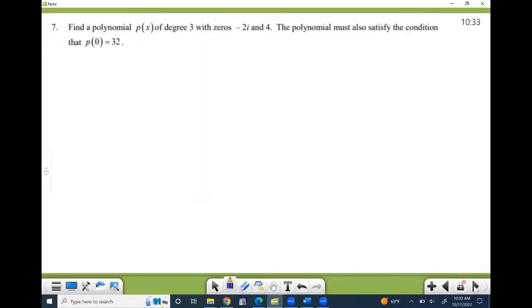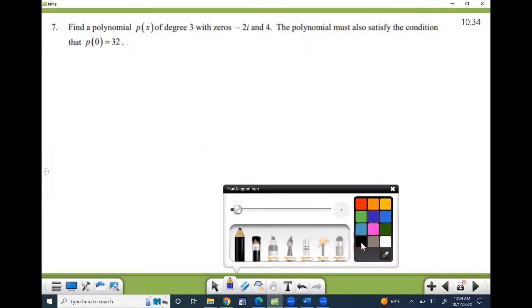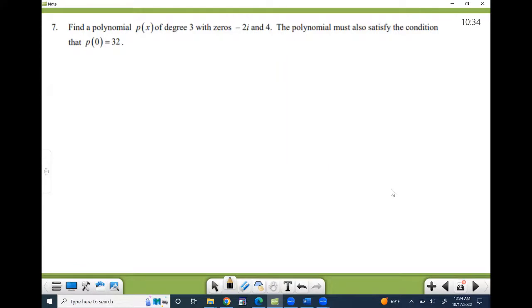Find a polynomial of degree 3 with 0, negative 2i, and 4. So this is pretty much the same thing, you guys. There's just going to be one added extra step. All right, so let's see here. We know negative 2i is a 0, which means, because conjugate pairs, that positive 2i is a 0. And then we got x equals 4. So we're going to change the signs when we put these guys back into the parentheses. And positive 4 will become negative 4. And we're just going to multiply this all out.